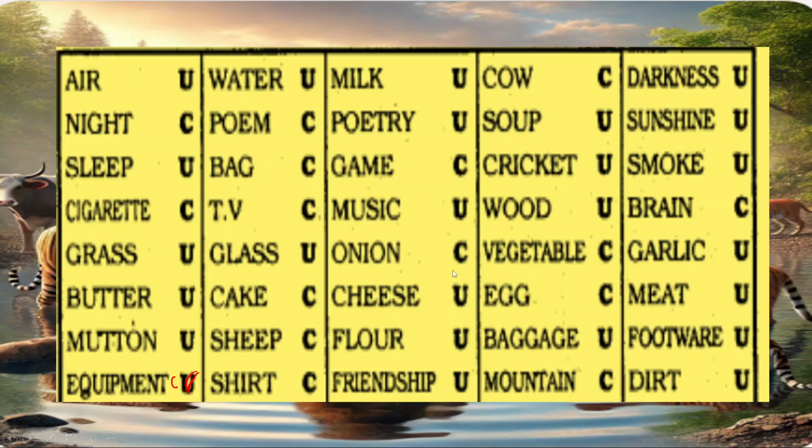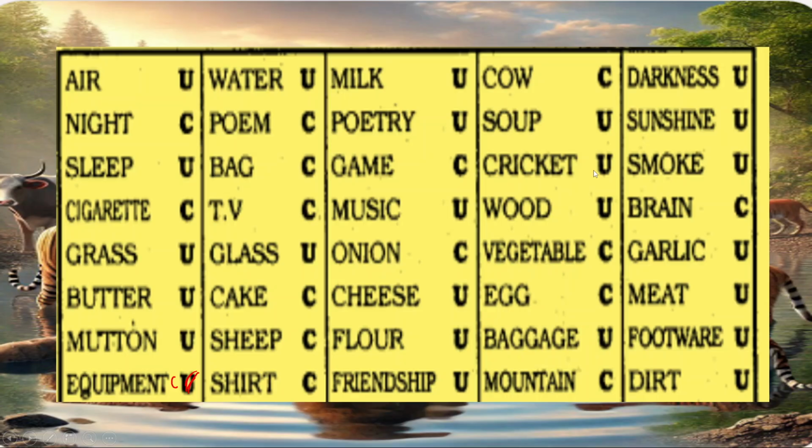Onion is countable. In number also you can count, four onions, because they are big in size. Cheese is uncountable. You cannot count, right? Flour is also uncountable. In kgs you can count, but numbers you cannot count. Friendship is uncountable. There is no amount. It is qualitative. Cow is countable.